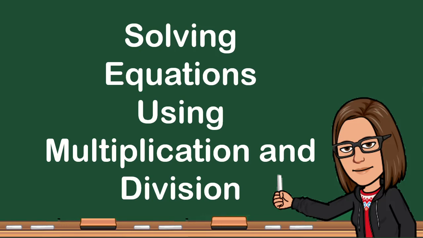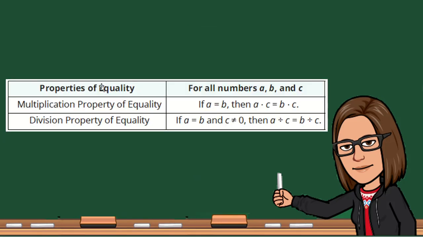We are now going to solve equations using multiplication and division. It's very similar to addition and subtraction, where we're going to use two properties. The two properties are the properties of equality, which is multiplication, which states that if you multiply a number by one side, you multiply it by the other side. So you multiply both sides by the same number, and it's equal.